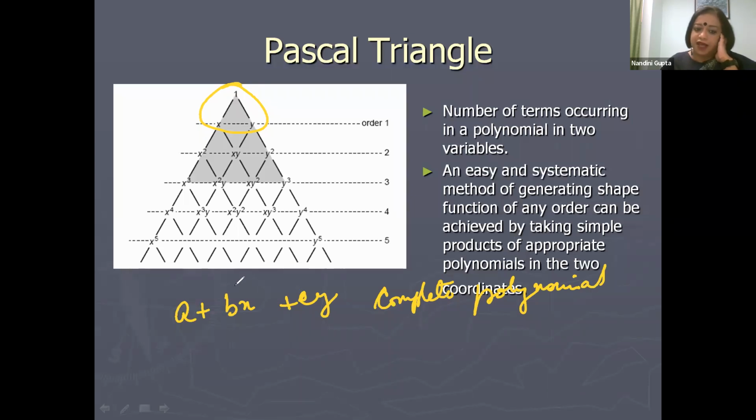Now, it might happen that a is equal to 0 or b is equal to 0, where you may get a plus cy, which is again a linear polynomial, but b has a value 0. So you actually should ideally include all these terms. A complete polynomial of order 1 will have 3 terms. A complete polynomial of order 2 will have 6 terms, 1, 2, 3, 4, 5, 6. A complete polynomial of cubic order 3 will have 10 terms.